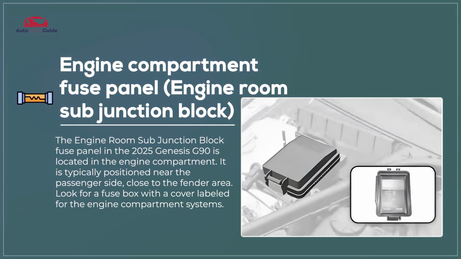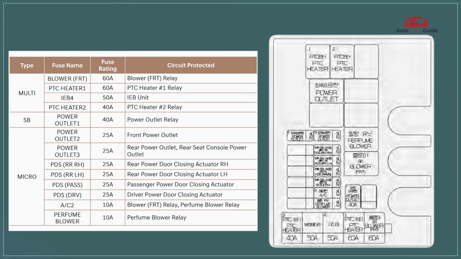Engine compartment fuse panel, engine room subjunction block. The 2025 Genesis G90 engine compartment fuse panel, engine room subjunction block protects various engine and electrical systems, ensuring optimal performance and safety.